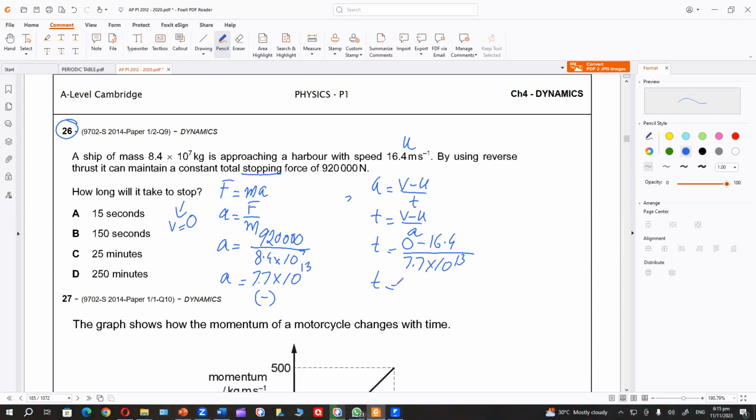This answer should be checked. The answer for acceleration, please verify this answer. Is it really 7.7 × 10 power 13? Because it looks too high. So please, everyone, others should also check the calculation. 920,000 upon 10 power 7. So I think the answer needs checking. Check the calculation for acceleration.